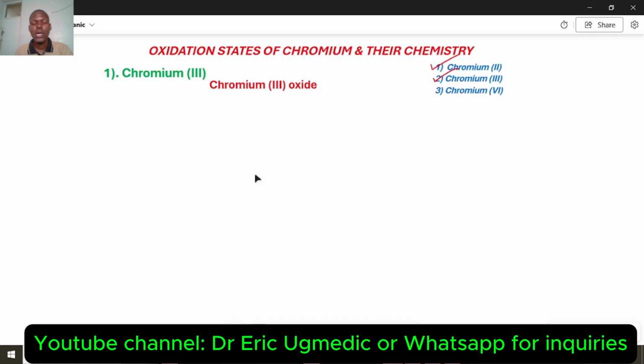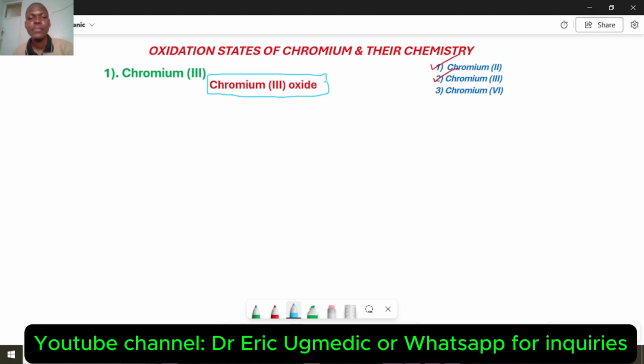So we are proceeding with the compounds, and we have our first compound we are going to look at in the oxidation state of +3. It will be chromium 3 oxide. So there are a few things we may mention before looking at how it's formed and its reactions.